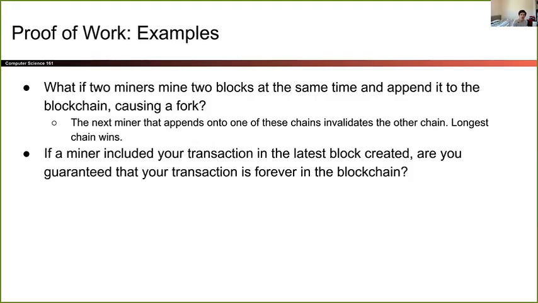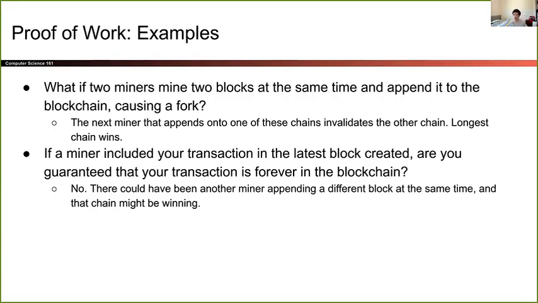Okay. If a miner included a transaction in the latest block created, so someone finds a block, puts it on the blockchain with your transaction in it, are you guaranteed that your transaction is forever in the blockchain? Yes or no? No, right. Maybe someone else was working on a different block and they appended it at the same time. So, one half of the miners know chain A with your block in it. One half knows chain B without your block in it. If chain B ends up winning and broadcasts their longer chain before chain A, then your block basically no longer exists because no one is working on it anymore and your transaction doesn't exist anymore.